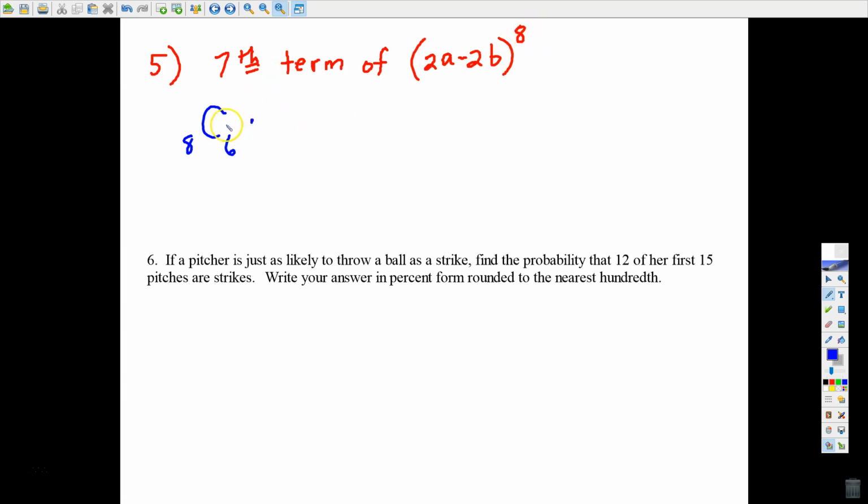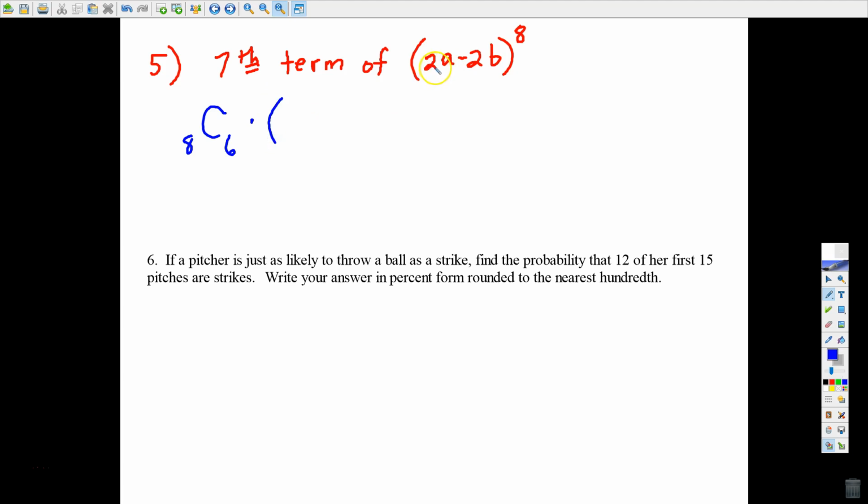The very first term of this expansion would have 8c0. Second term would be 8c1. Third term 8c2. You get the picture. If you wanted to do that all the way down until you got to the 7th term, you would see 8c6. But a quick and easy way is just to reduce whatever the problem is asking you to find, subtract that by 1, and that number goes to the right of c.